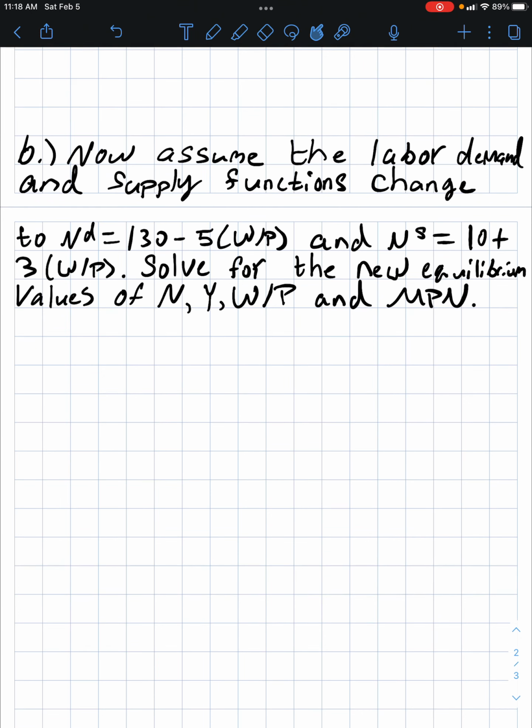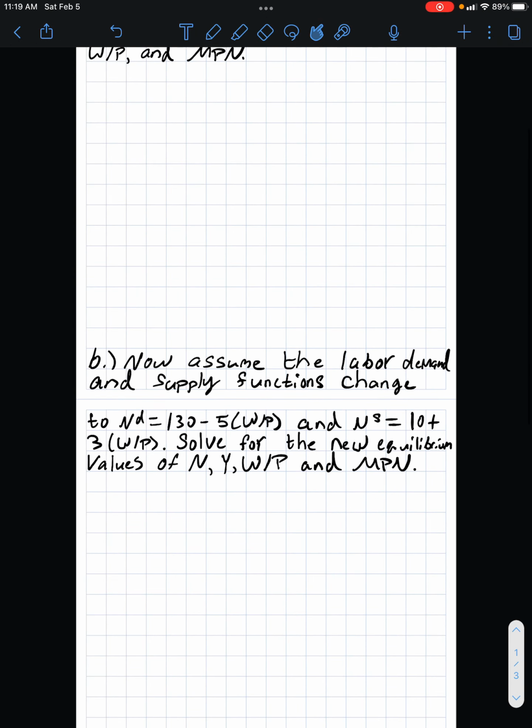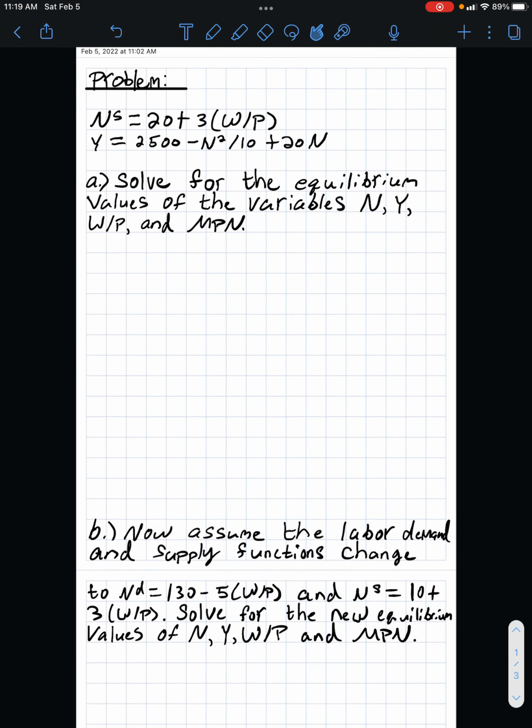Part B. Now assume the labor demand and supply functions change to nd is equal to 130 minus 5w over p, and ns is equal to 10 plus 3w over p. Solve for the new equilibrium values of n, y, w over p, and mpn. Now take a few minutes, pause this video, and solve this problem.